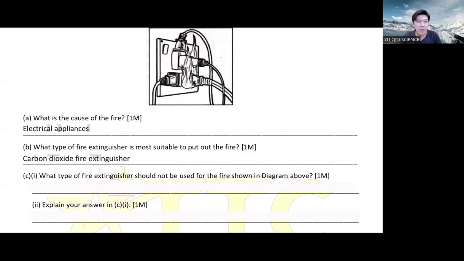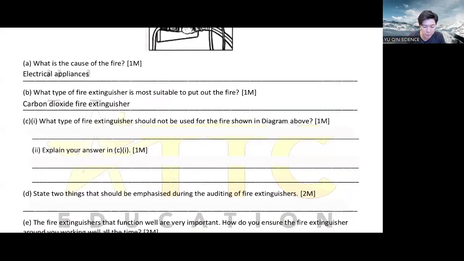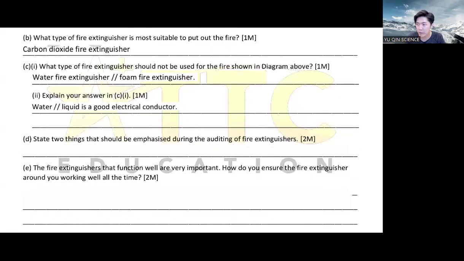Okay, what type of extinguisher should not be used? As we mentioned, the two liquid ones, either water or foam. Why? Obviously, they are liquid. Liquid can give you an electric shock, or you can say it in a more scientific way, water or foam are good electric conductors. I think that's the correct word, right? Good electric conductor. So dangerous, cannot use.